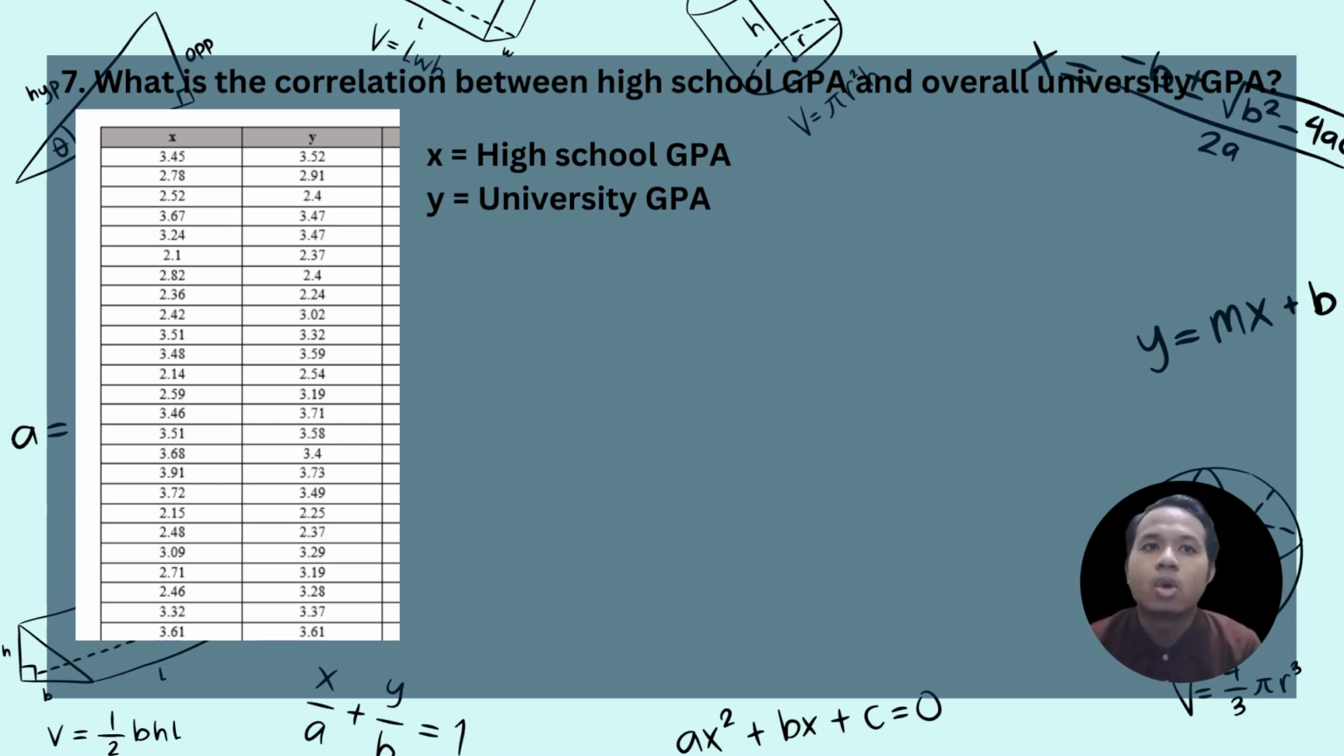I will continue question 7. What is the correlation between high school GPA and overall university GPA? From the data provided, we need to take the data for high school GPA and university GPA only, and we need to label high school GPA as X and university GPA as Y.